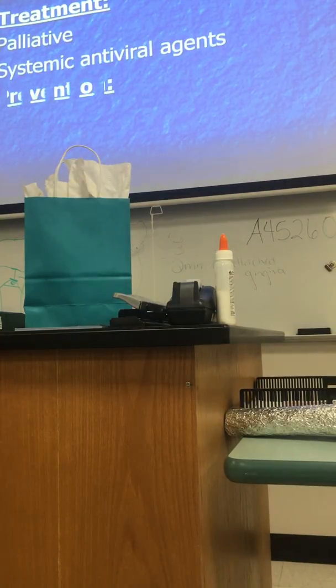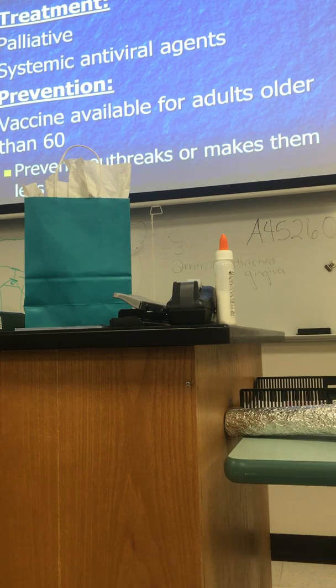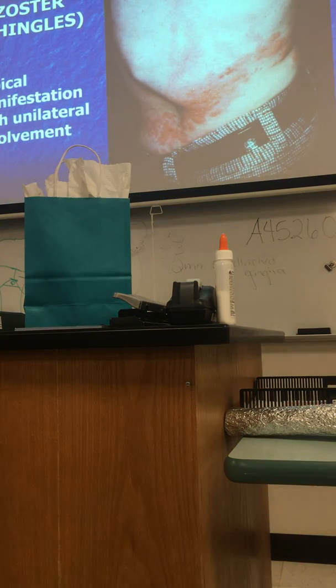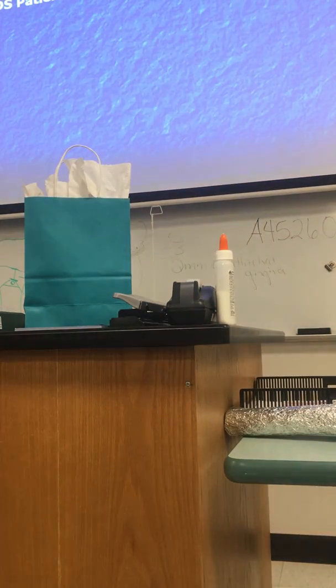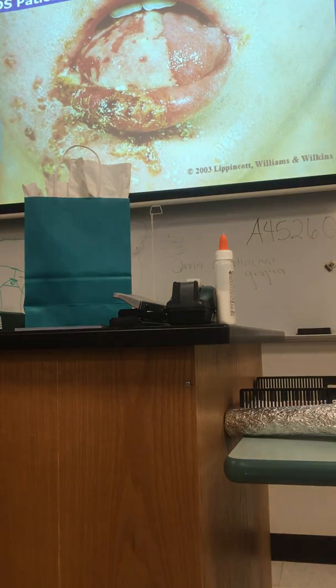All right, so treatment, once again, is just palliative care, vaccination for 60 and above, and you can try to take an antiviral, but just like chickenpox, you're going to have to let it work its way out. A lot of times this will take longer than chickenpox to diminish. That's it on that side. And you can see it right there where it's unilateral. Ooh, that's crazy.